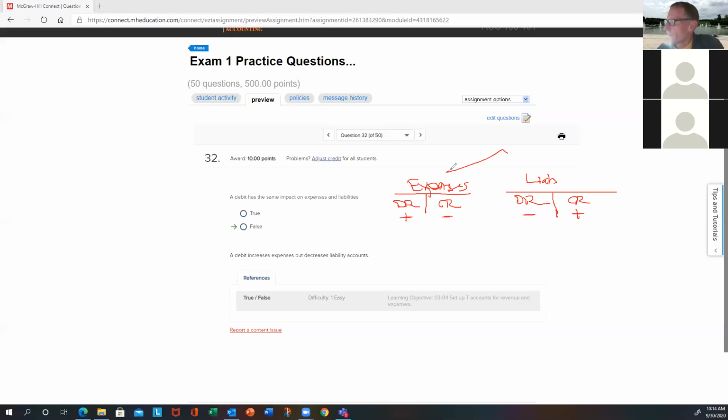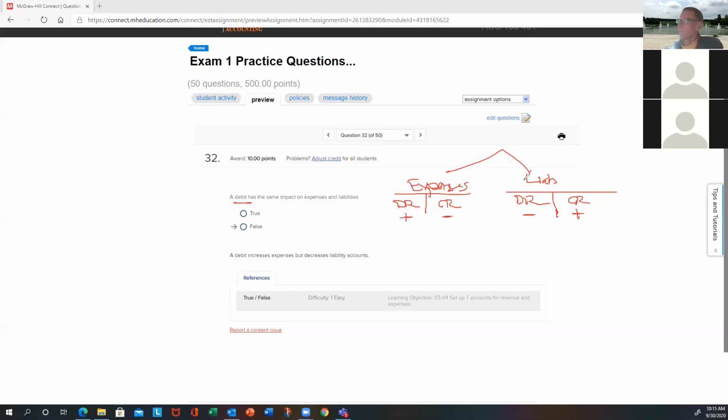So if I just compare these two, just on the basic rules of how they increase and decrease, a debit to an expense means increase. And a debit to a liability means it decreases. Because a liability is something you have to pay back, and that would be credit, right? Well, it's not really, that's just how they set up the rules.